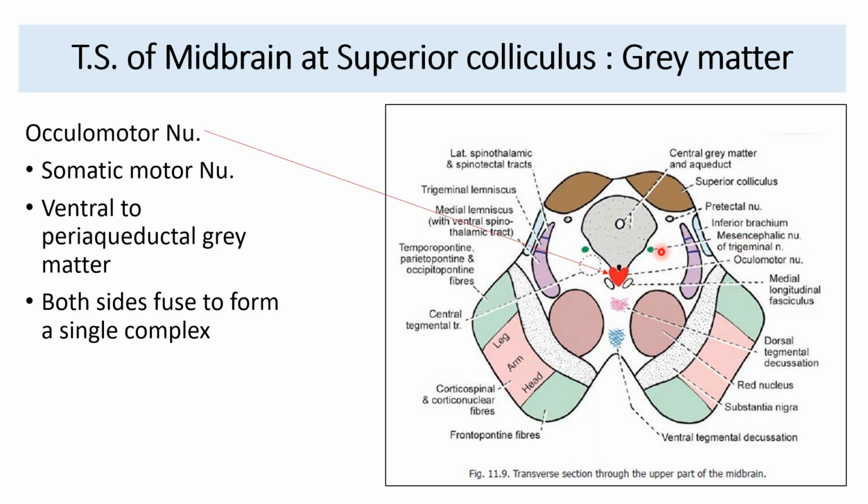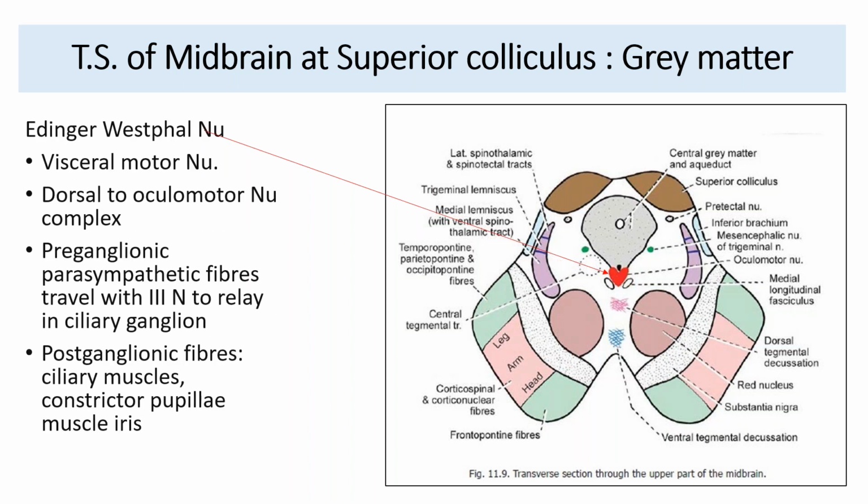Now coming to the oculomotor nerve. The oculomotor nucleus is a somatic motor nucleus which is ventral to the periaqueductal gray matter, and both sides fuse to form a single complex. The Edinger-Westphal nucleus, which should be drawn somewhere here near the oculomotor nucleus, is a visceral motor nucleus, and this is dorsal to the oculomotor nucleus complex. The preganglionic parasympathetic fibers travel with the oculomotor nerve to relay in the ciliary ganglion.